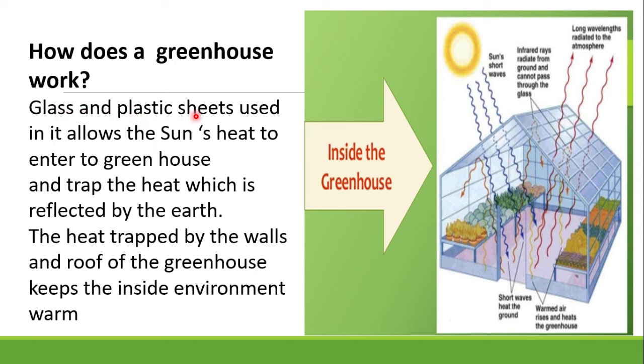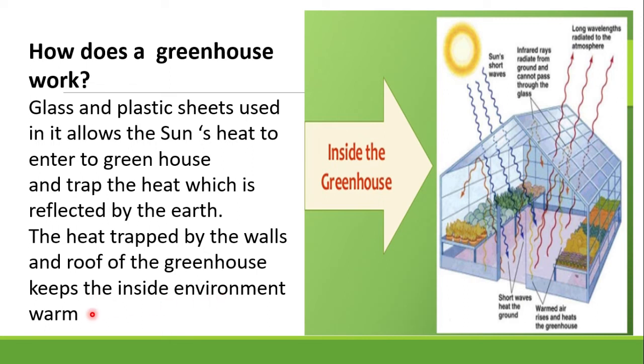Glass and plastic sheets are used, and they allow the sun's heat to pass into the greenhouse. Then what happens? The sheets trap the heat which is reflected back by the earth. Third, the heat trapped by the walls and the roof of the greenhouse keeps the inside environment warm.